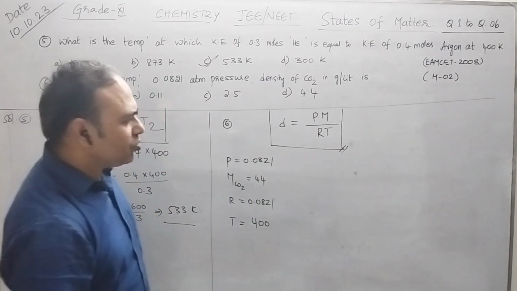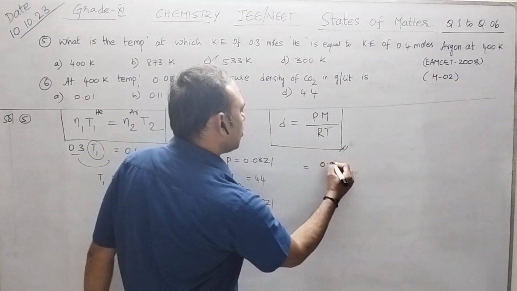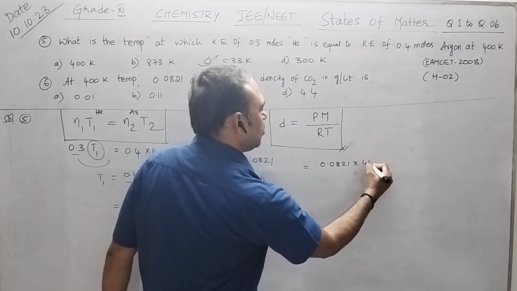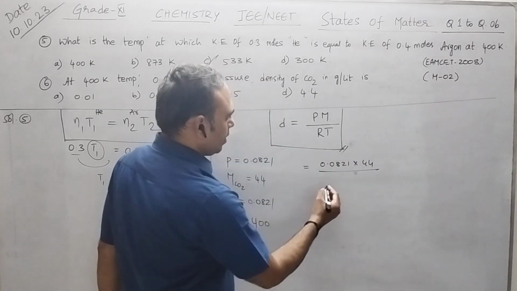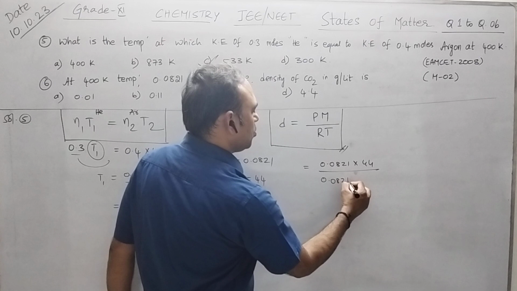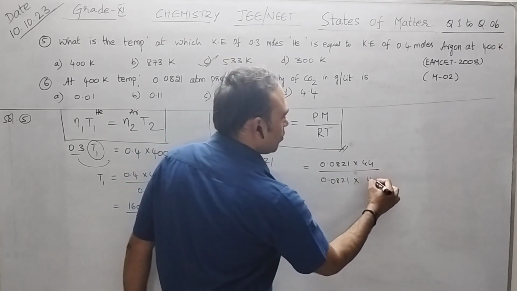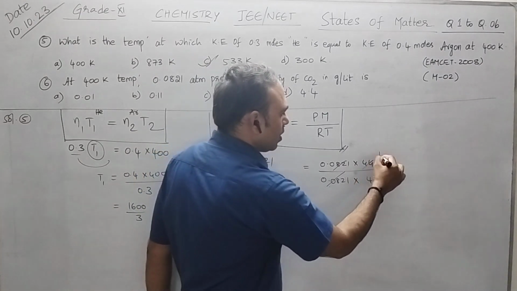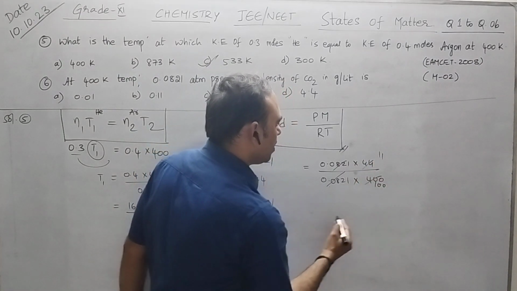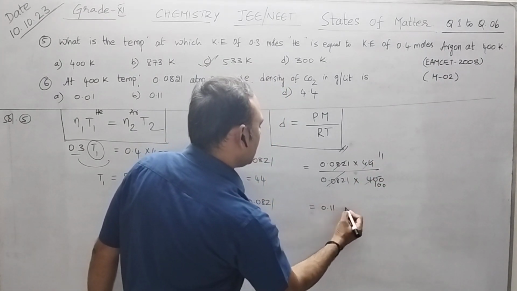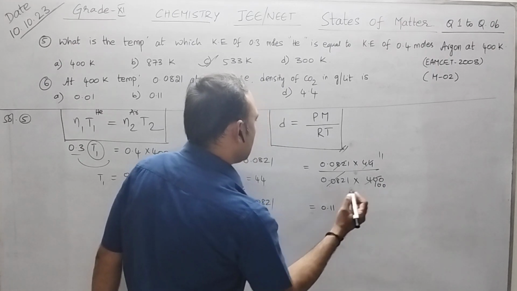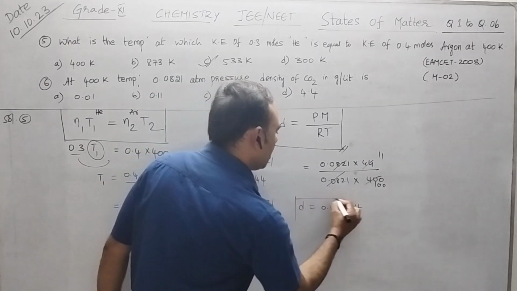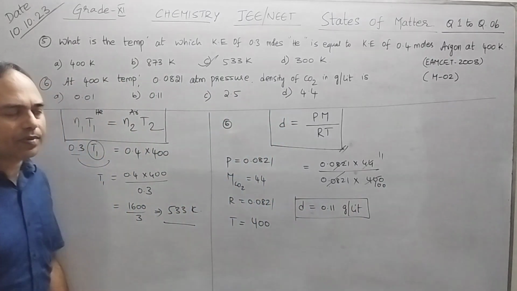Now on substitution, what do we get? 0.0821 into 44 by R, 0.0821 into 400 Kelvin. We can cancel this now, and we get 44 by 400, nothing but 0.11 gram per liter. So the density is 0.11 gram per liter.